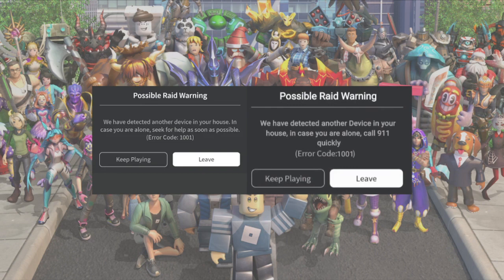First, the grammar is all messed up. Secondly, the early instances of the error recommended calling 911. As you can see here, this is something that Roblox would never do. And third, Roblox usually has 3-digit error codes, while this has 4.